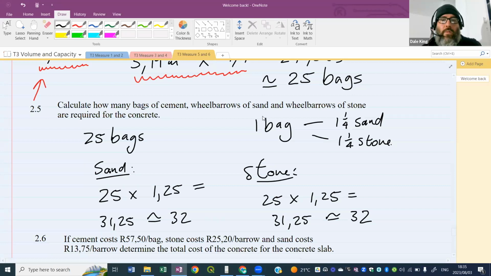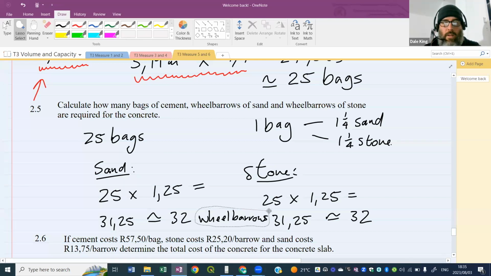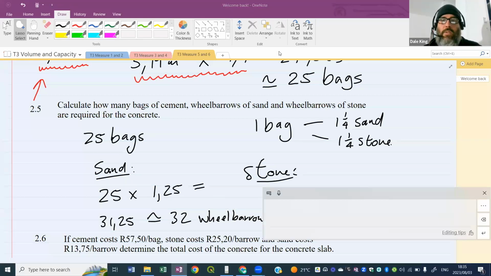So with all this information, we'll have enough wheelbarrows. Someone's saying, sir, you need to write there wheelbarrows. Yes. Wheelbarrows, right there, 32 wheelbarrows. I'm going to cheat and just copy and put it here. So we need 32 wheelbarrows of sand and 32 of stone. Luyanda, good question. Exactly the same as the cement.